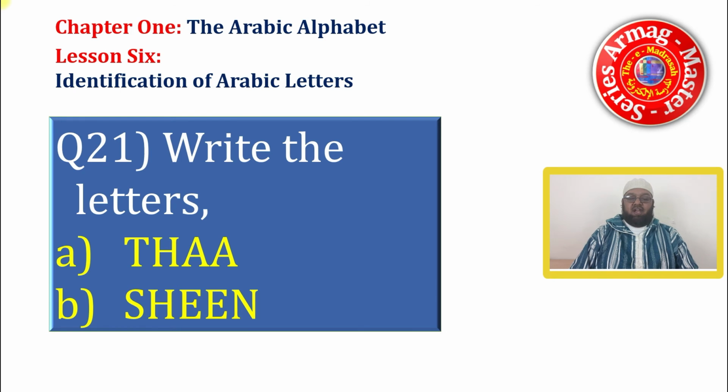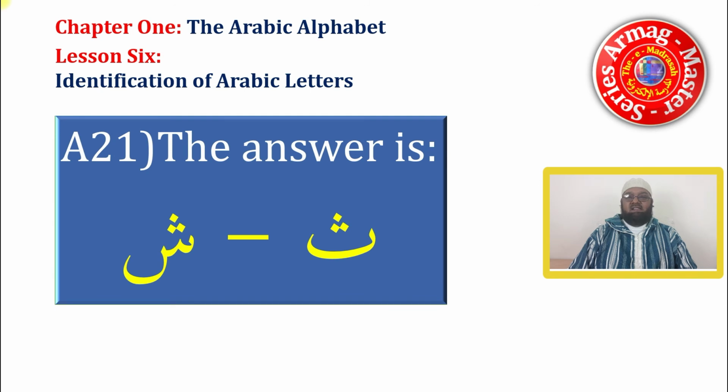Okay, let's check your answer. The answer is the first one, which is THAA, and the second one, which is SHEEN. Okay, so in Arabic, THAA is the first one here, and SHEEN is the second one, because Arabic goes from right to left. So THAA here is the first one, and SHEEN is the second one. Okay, so now let's look at question 22.